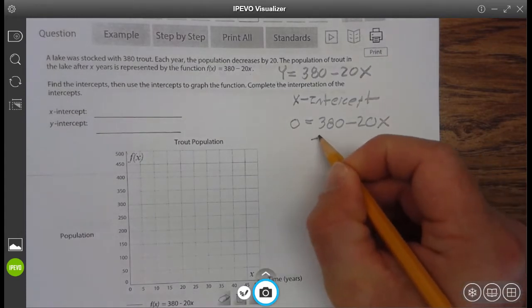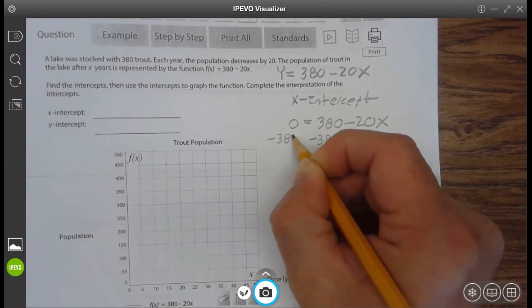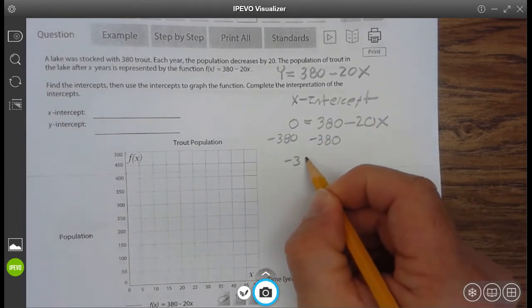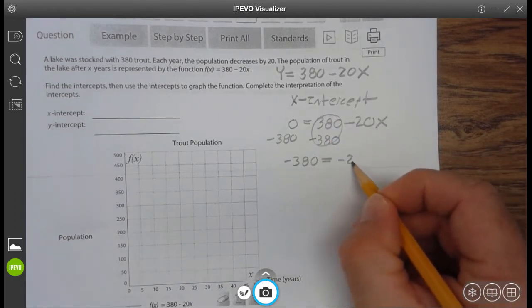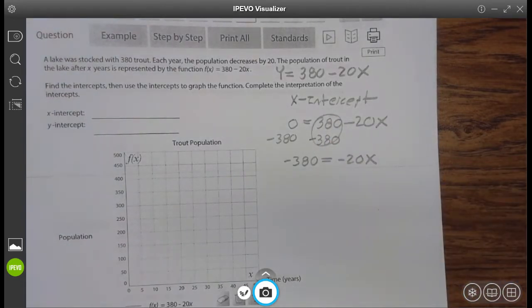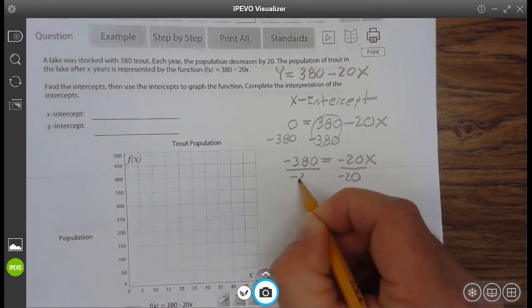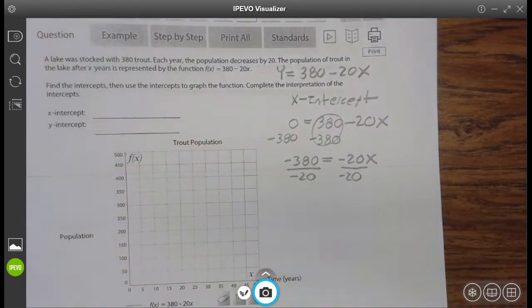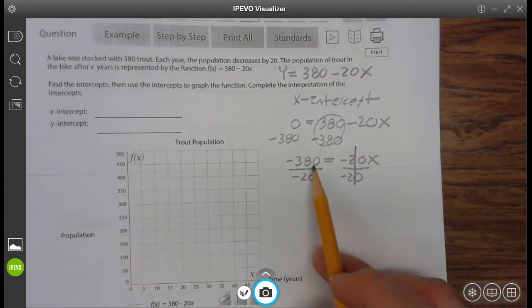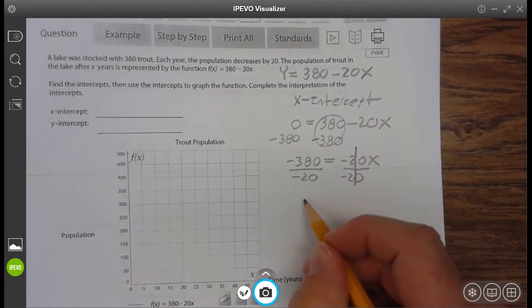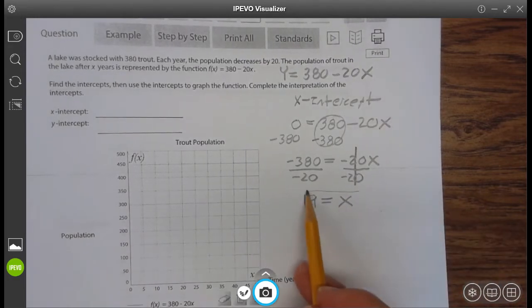So we're going to subtract 380 from both sides. So you have negative 380. This becomes 0 equals negative 20x. We're going to divide both sides by negative 20. Negative 20 divided by negative 20 is 1. Negative 380 divided by negative 20 is a positive 19. So your x-intercept is 19.